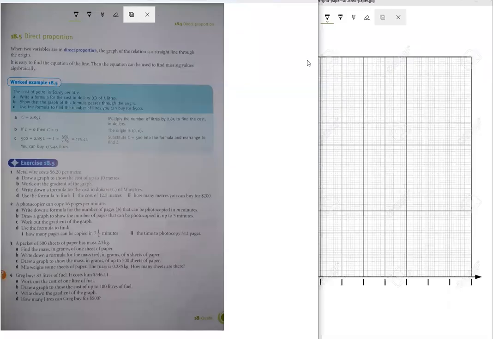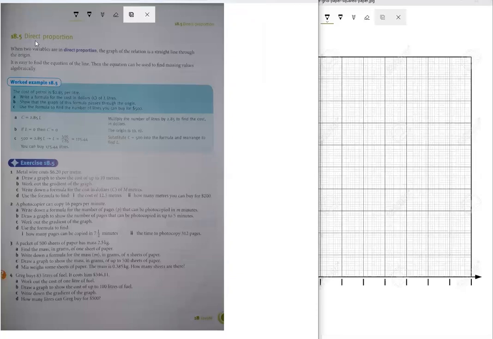Okay, hi guys. Let's learn more about straight line graph. Today I'm going to talk about direct proportion, which is in 18.5. So far the straight line that we've learned is all about x and y. So you may ask why we need to learn so much about this, right? Now today I'm going to tell you another usage of this straight line graph.